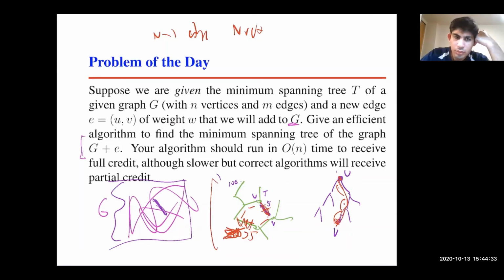Okay? And now the question is, the only way that I can improve my spanning tree is with this new edge. Is this new edge going to let me do something I couldn't do? And that's going to be true if and only if I break the cycle. Okay? Any questions about that?